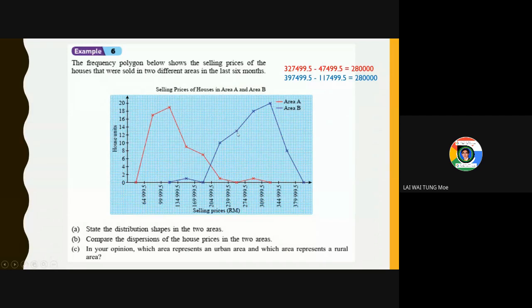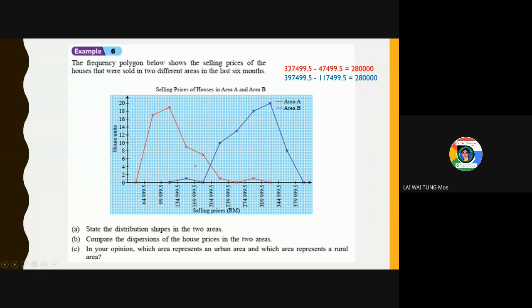But there's a difference in the shape of the graph. Although the dispersion is quite similar, you can say that the shape of the graph is different, okay? So this is the answer. Okay, in your opinion, which area represents an urban and which area represents a rural area? So any answer from you? You can try.